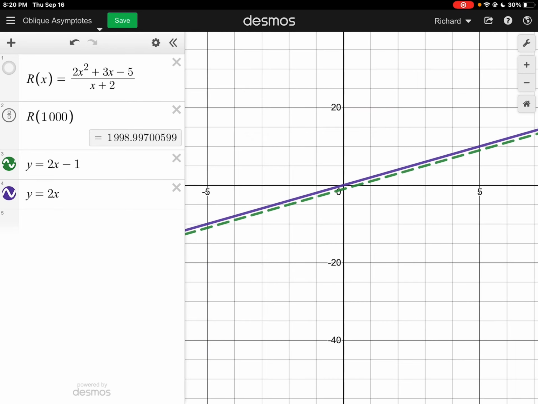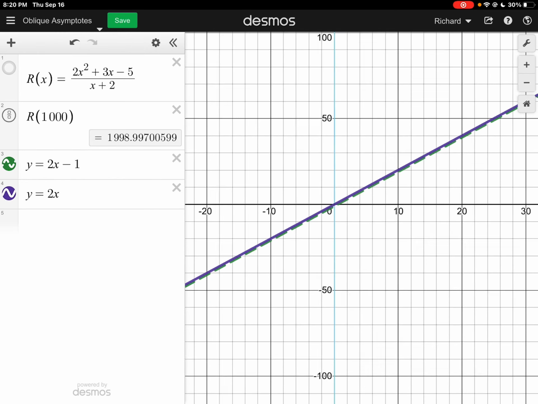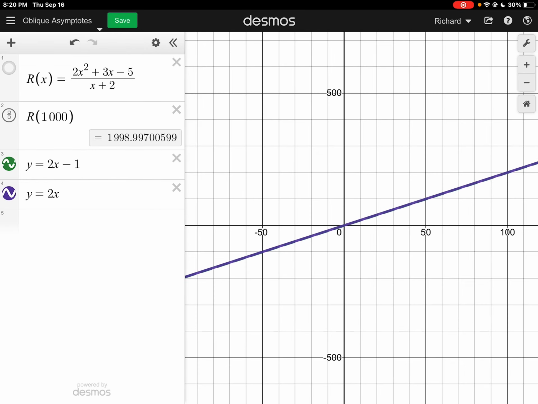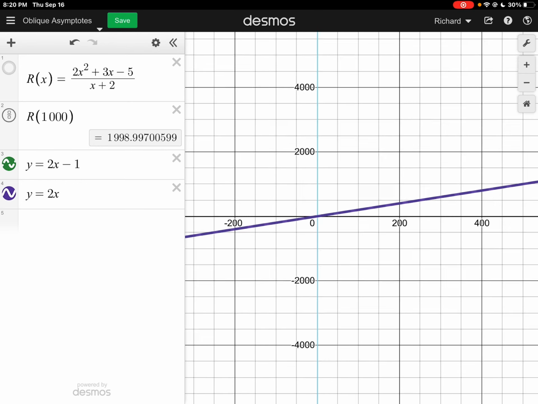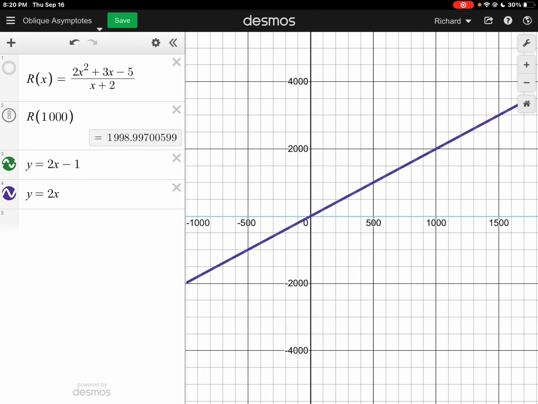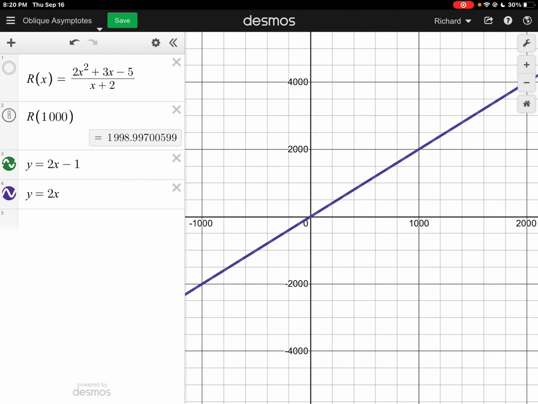But what if I zoom out? What if I zoom out, way out? Look at that. So now I'm zooming out. What do you notice? 2x minus 1 and 2x. What do they look like? They look exactly the same, right? Because I'm dealing with scales that are much different.